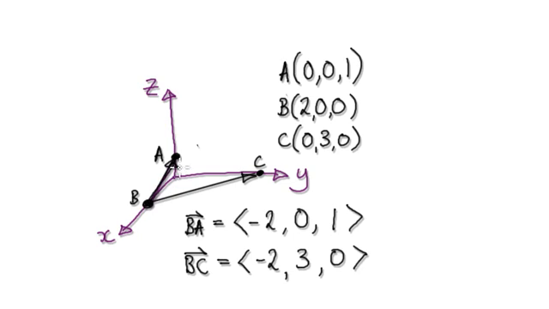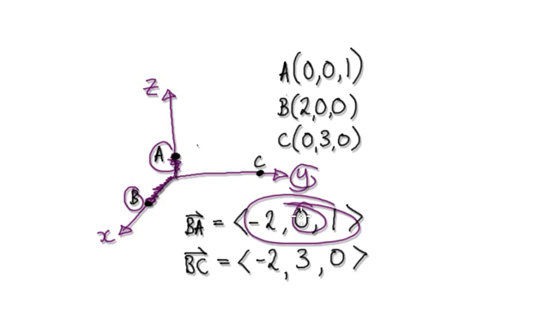if you're currently at B, how would you get to A? Here, you would need to move 2 back in the negative direction. Because if you are here, how would you get to A? You would need to move back two steps, and then 0 in the Y direction, and then 1 up in the Z direction. So from B to A, it will be given by this.